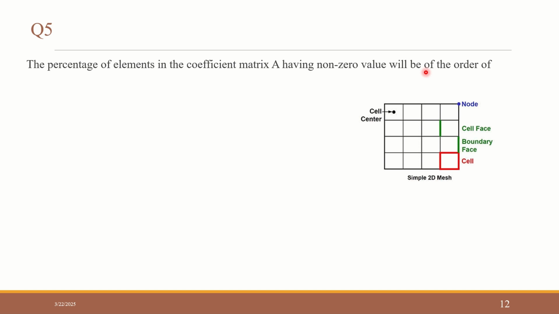That is the total size of the A matrix. In this A matrix, we need to identify the percentage of elements which have non-zero values. So it is of the order of dash. We will look at the options first. Option A is greater than 99 percentage. Option B is less than 0.01 percentage. Option C is around 1 percentage. Option D is around 50 percentage.